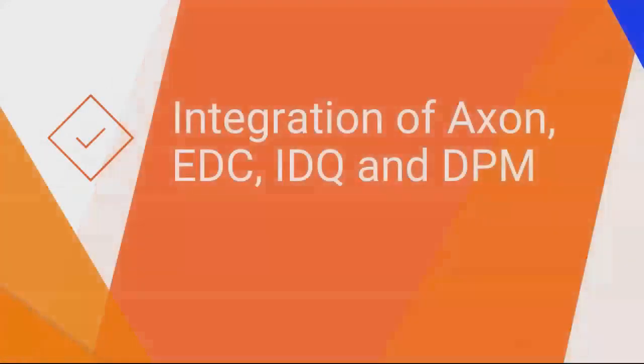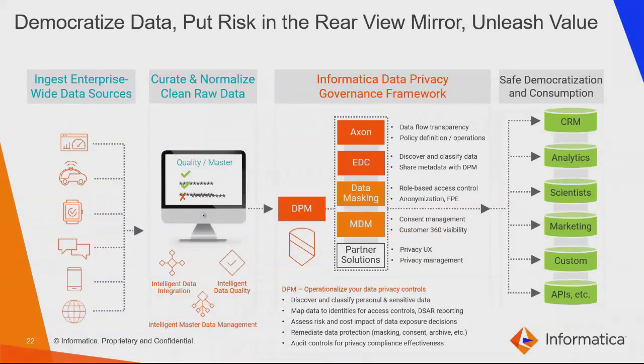Moving on to key integration touchpoints of Axon, Enterprise Data Catalog, data quality, and data privacy management: how to democratize data, having taken a look at risk in the rear view mirror, and generate business value. Here is a sample data flow with the reference architecture, wherein ingestion can be done from a wide variety of sources. It can be structured, semi-structured, or unstructured. The next step is to curate and normalize clean raw data through data integration and data quality frameworks, and depending on whether it's master data or not, you can leverage the master data management solution for match and merge.